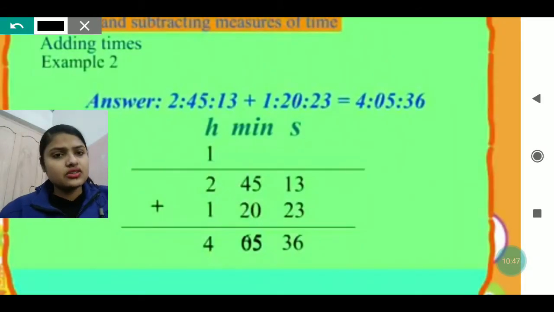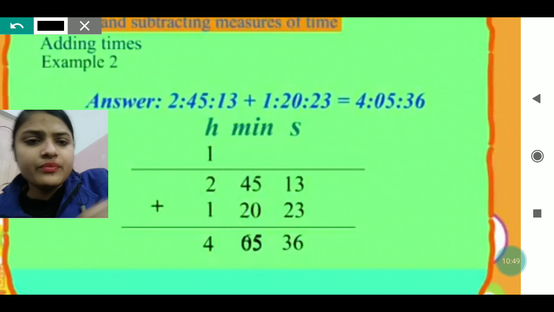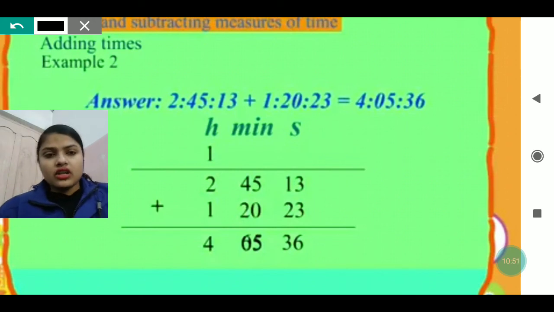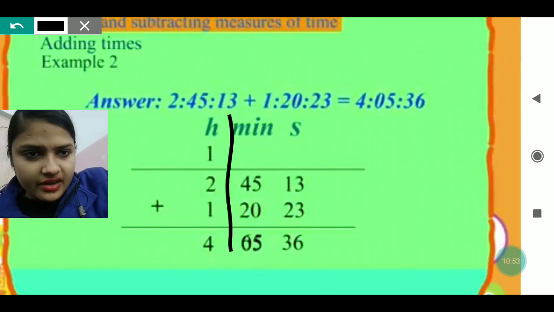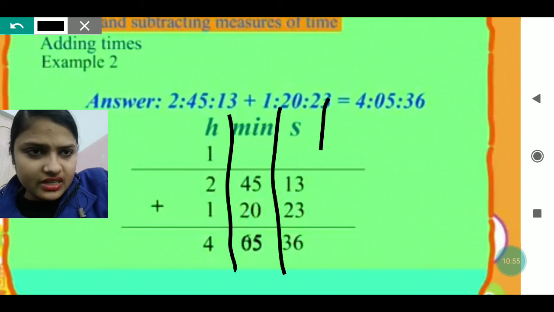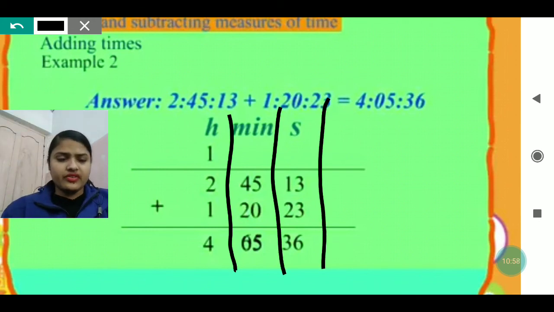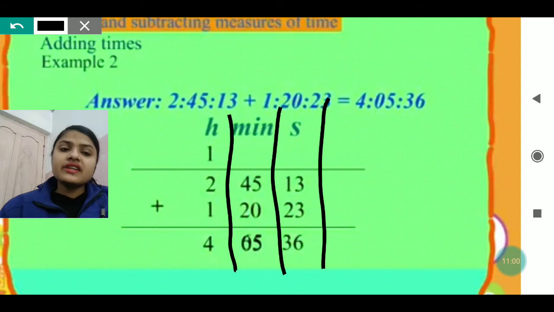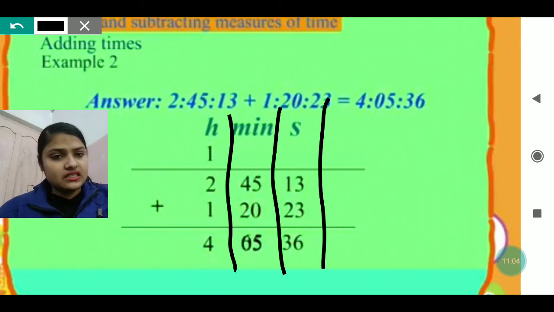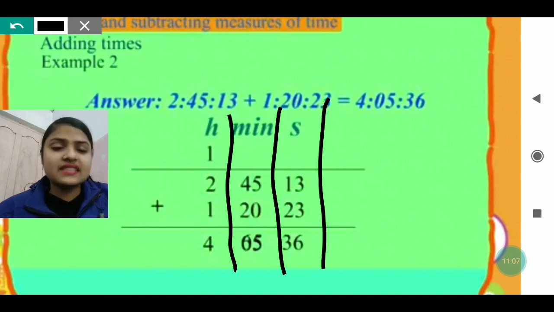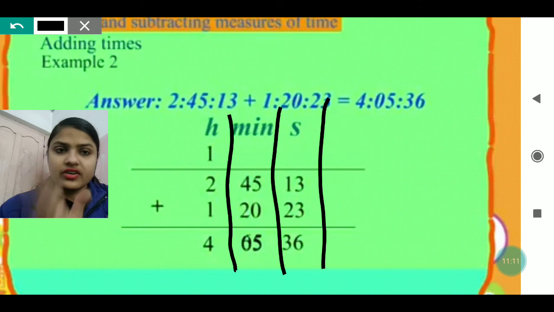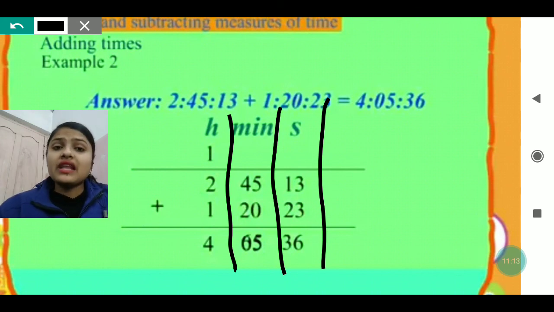Similarly, you can see in this question also, there are three columns being made: one is hour, one is minute, and one is second. Okay, 3 plus 3 we will get 6, then 1 plus 2 we will get 3, so 36 seconds we have got. That 36 is not more than 60, so we cannot convert it into minutes. Now we will add the minute column: 5 plus 0 will be 5, and 4 plus 2 will be 6.